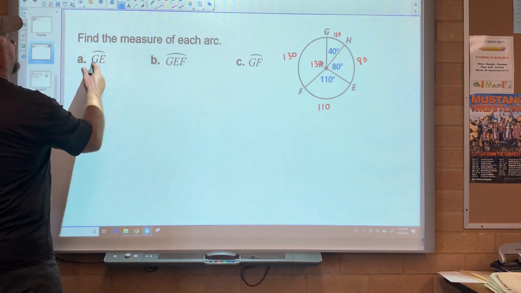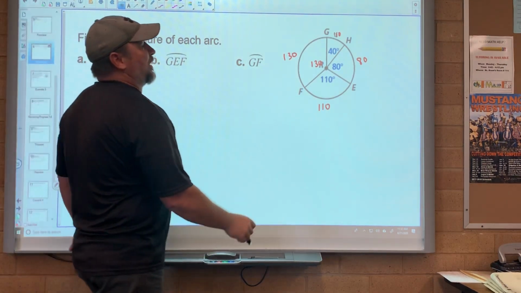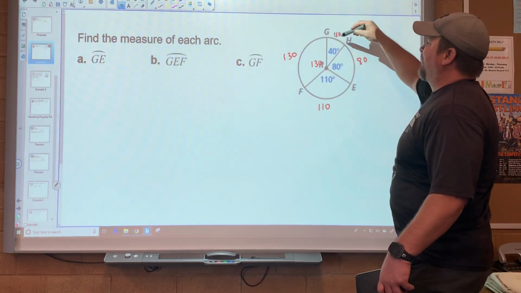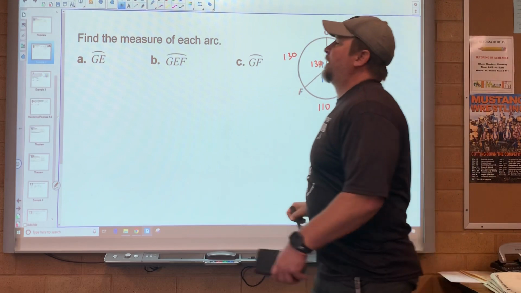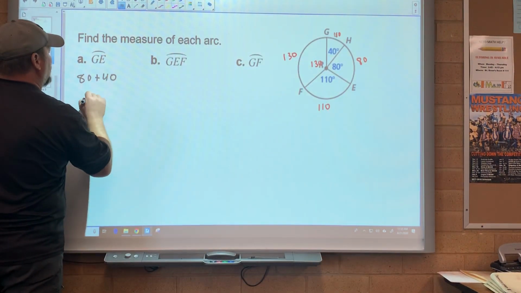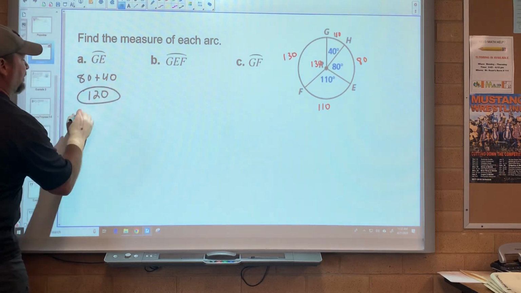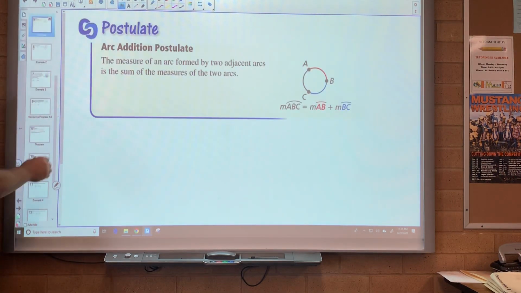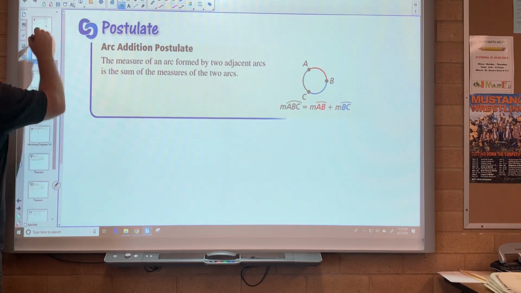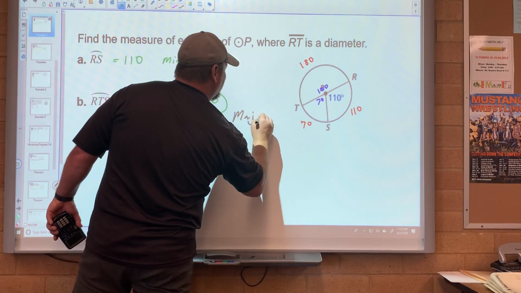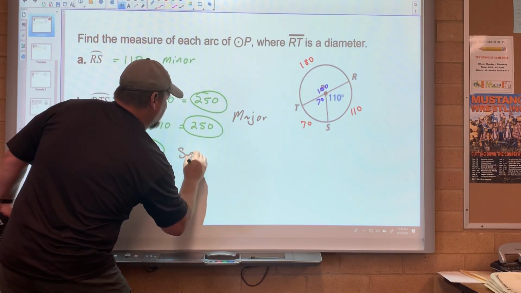Here we go. Find the measure of arc GE, that's its short way. So the shortest way to GE is these two. I'm going to add those two together. 80 plus 40 is 120. So there's that one, and we would call it a minor arc. I forgot to do that on the last one. Let's go back just a second. So this would be major, and this would be semicircle.